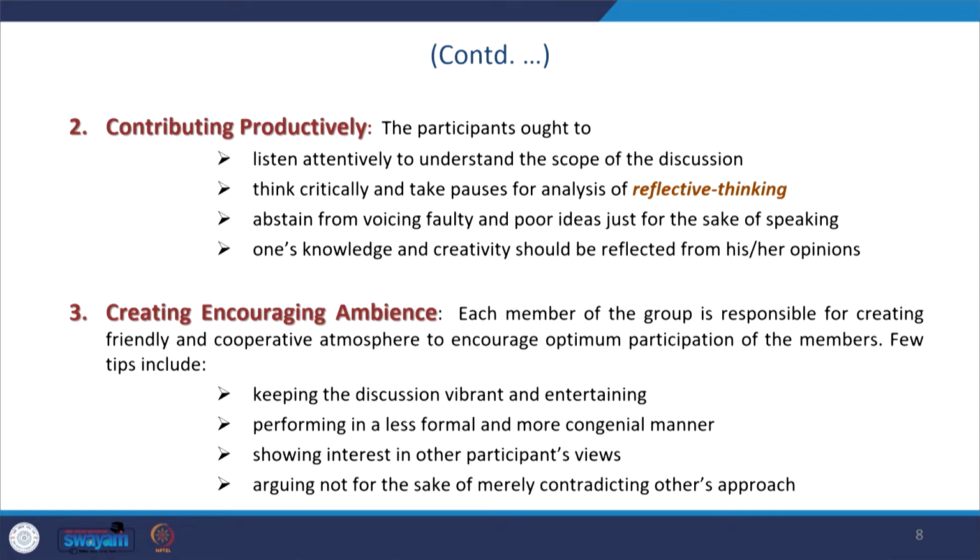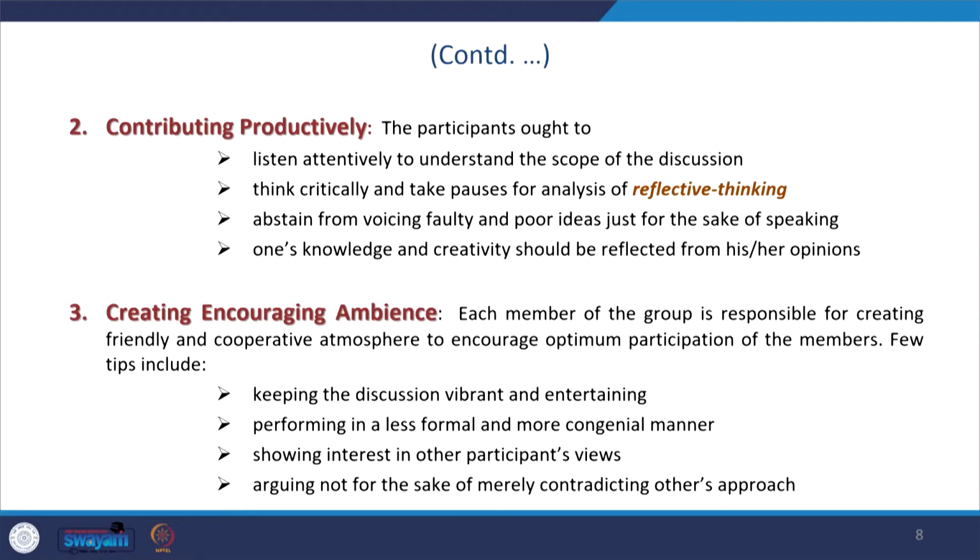Sometimes you will find that there are some participants in the GD who are neither able to contribute their ideas nor are they contributing even for their own self. So, as a participant, one should abstain from faulty and poor ideas. There is no need to simply speak for the sake of speaking and feel that you are contributing. Actually, in order to succeed in a GD, one needs to have knowledge, and the knowledge has to be creatively expressed so that your thoughts are reflected from your own ideas.